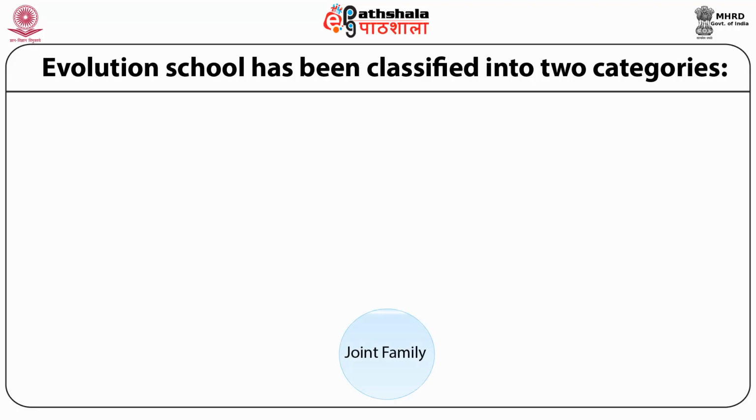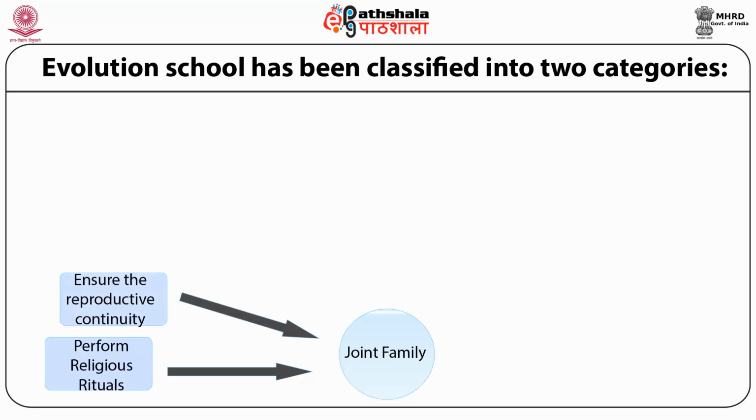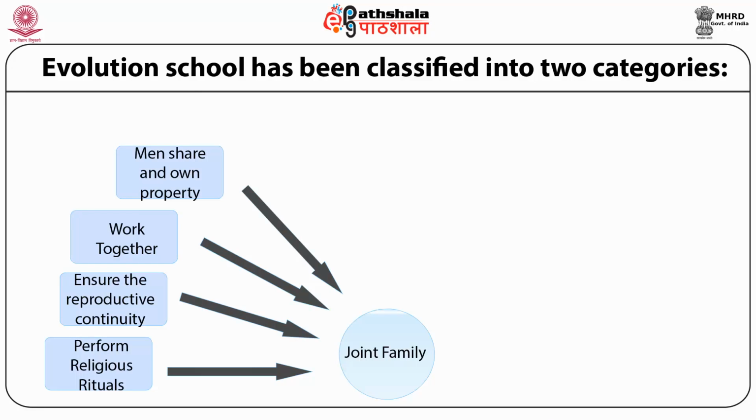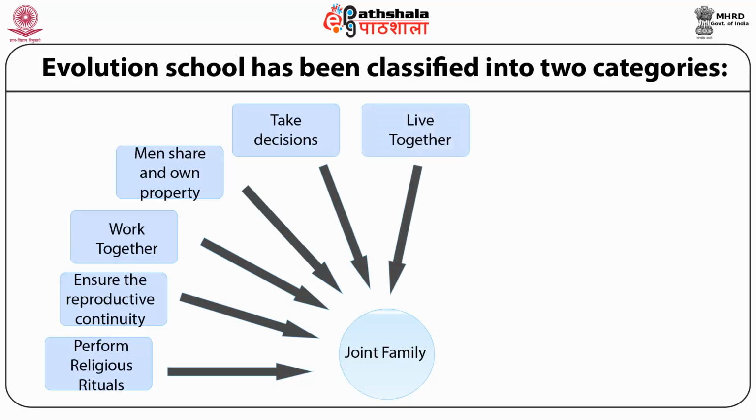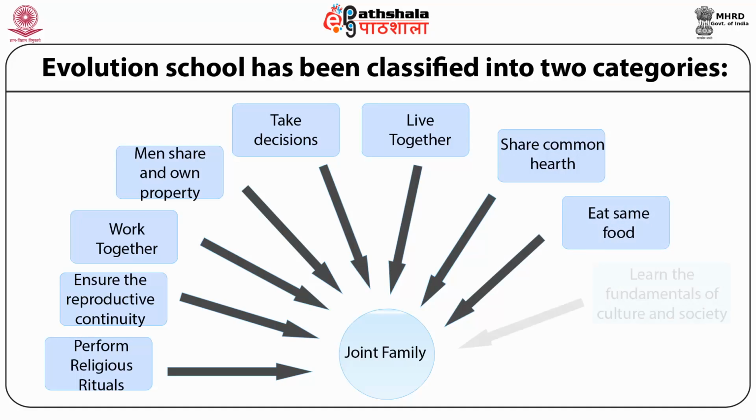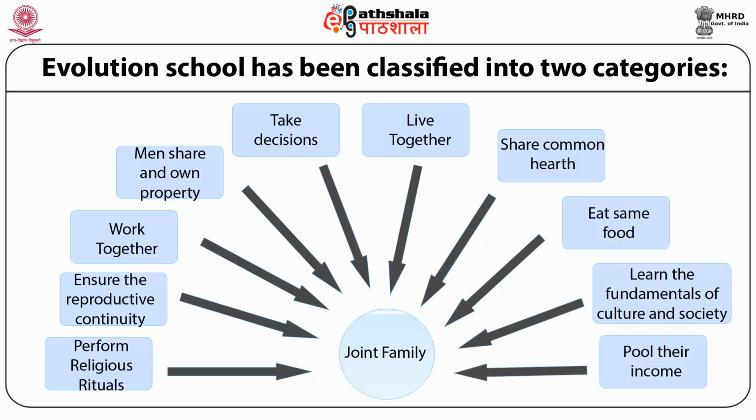A joint family has some features. Mainly, a joint family performs religious rituals, ensures reproductive continuity, and works together. Men share and own property, take collective decisions, live together, share a common hearth, eat the same food, learn the fundamentals of culture and society, and pool their income.